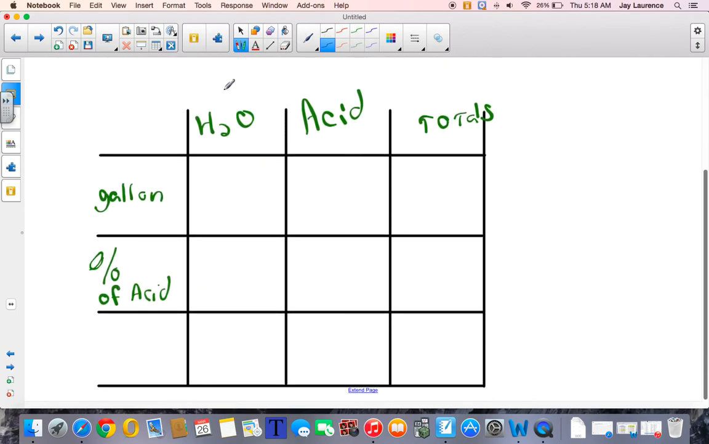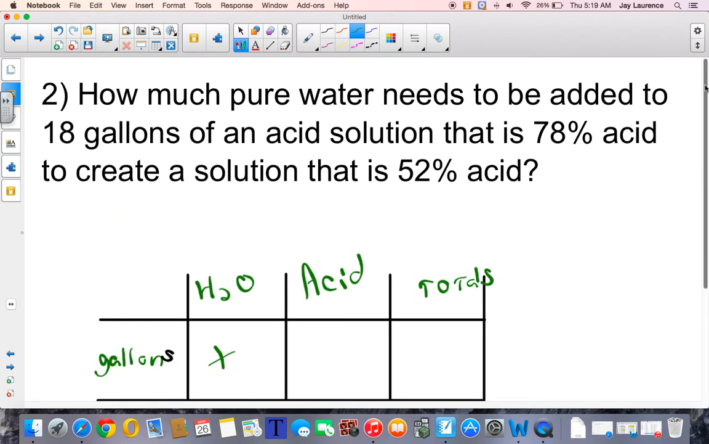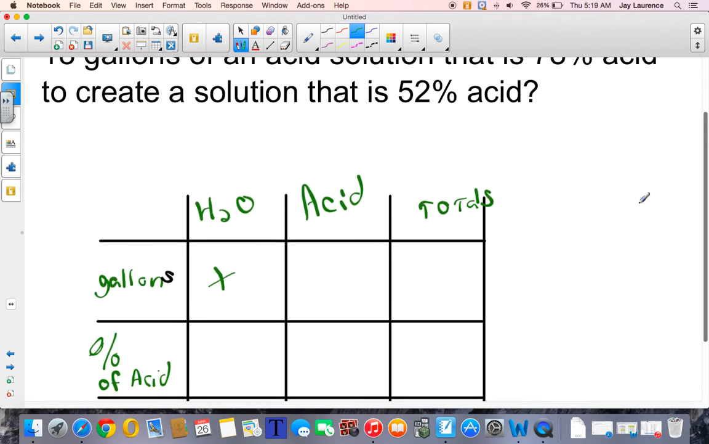Okay, well, here we have water, we have our acid, we have our totals. Here we're going to deal with gallons, the percentage of acid, and then actually this would be the gallons of acid, right? Yeah, the gallons of actual acid. Now this one's going to seem strange, but it's not difficult. All right, do I know how many gallons of water? No, I don't. Okay, do I know the gallons of the acid solution? I think I do. I think it's 18.